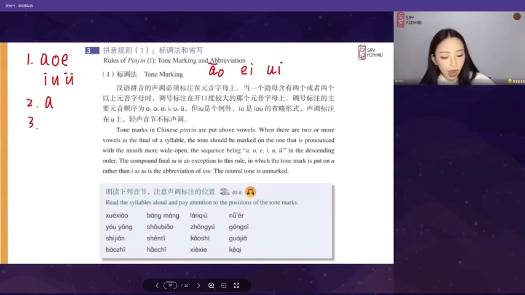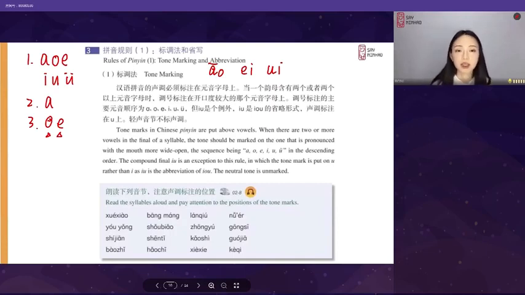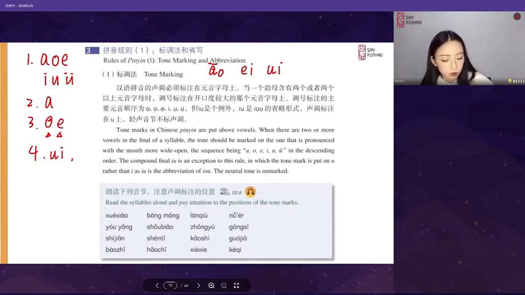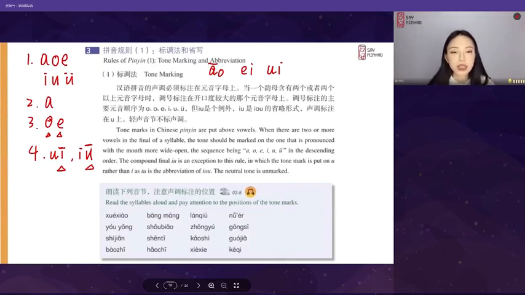Okay, and if there is no a, try to find o or e. Try to find these two, o or e, because they won't appear together in the same final. Okay, try to find them and mark them. And if there are none of them, try to mark the others. And for ui and iu, if u and i appeared together in the final, for example, like wei and you, we should mark the latter one. For ui, we mark i. For iu, we mark u. Okay? If they appeared together, try to mark the latter one, not the former one, okay?